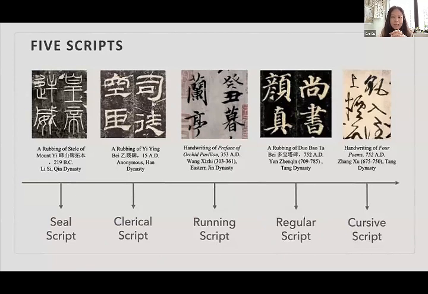So this is the development line of all the five scripts inside of Chinese calligraphy. Please be noted first, this timeline shows when the development reached its peak. It's not the case that each script first showed up in history. And second, I arranged the regular script as the third script that we talked about because these three, the seal, clerical and regular, are the most suitable scripts for beginners to start learning. So I put these three together first.